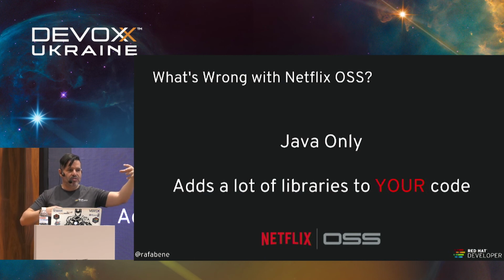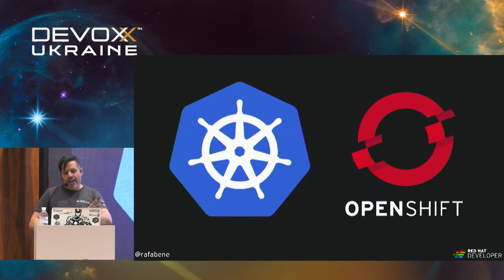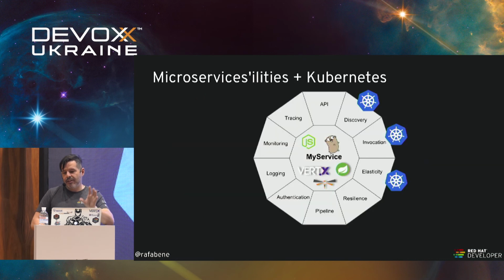I can have a microservice A using Go with MySQL, microservice B using Spring Boot with Postgres, microservice C using Python with NoSQL. So we should be able to do that. So when you add OpenShift and Kubernetes to that, Kubernetes gives you for free discovery, invocation, and elasticity.